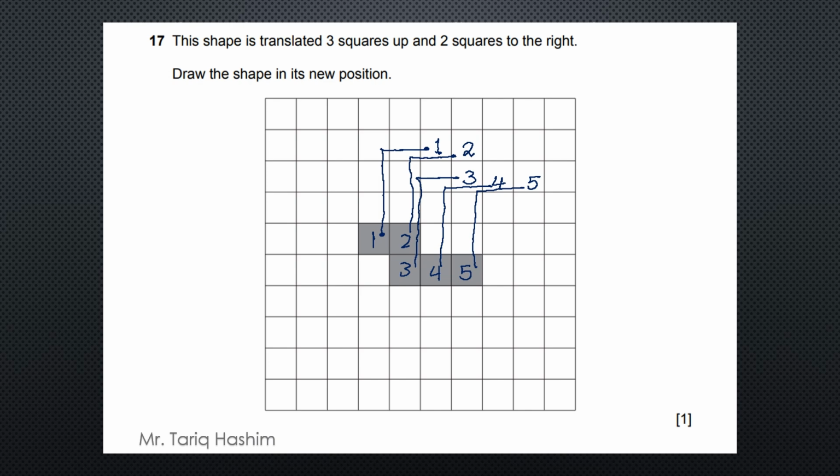Now we have to shade the labeled squares here. Square number 1 and square number 2, number 3, 4 and 5. And you can just erase the labeling from here. So this will be the new position of the shape.